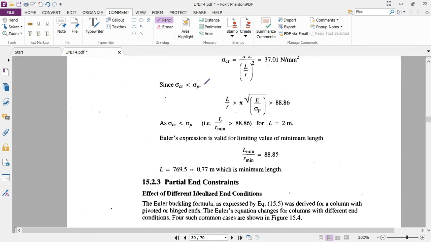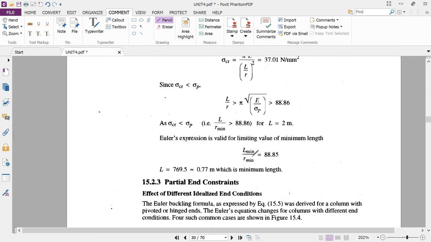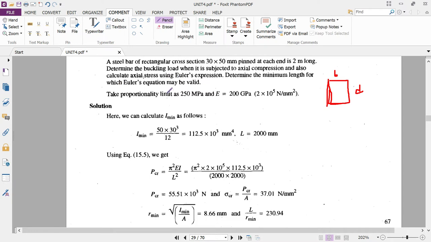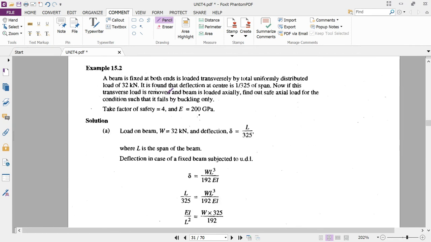Here the condition is there. If sigma CR is less than sigma P, we will get the equation like this. L minimum by R minimum will be equal to 88.5, therefore L is equal to 769.5 mm, approximately 0.77 m. So this is one typical example in which you are asked to calculate the Euler buckling load along with some certain conditions. Let us see some other numericals based on the same.